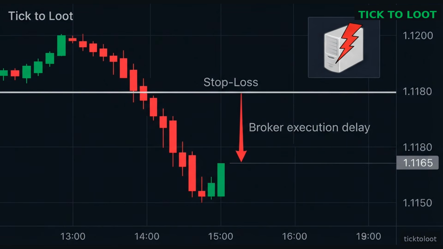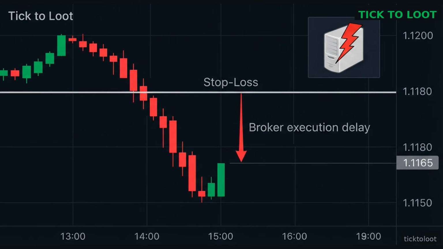Now let's talk about how a poor broker choice can actually hurt your risk management, even if you have a solid plan on paper. Risk management is simply the set of rules you use to protect your money, like deciding how much you're willing to lose on each trade and setting a stop-loss order to automatically close a losing position. Think of it like a safety net under a tightrope walker. The net only works if it's strong and placed correctly. When you pick a broker, you're also choosing the quality of that net.